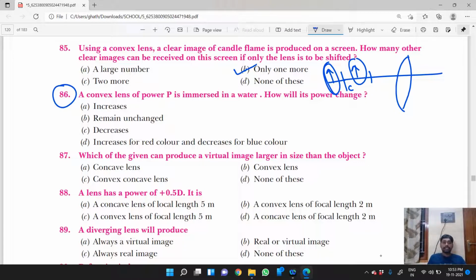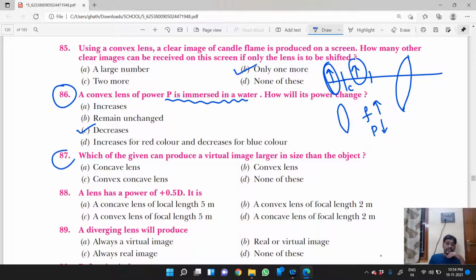Question number 86. A convex lens of power P is immersed in water. How will its power change? Whenever the lens is placed in water, its focal length increases. Focal length increases, power decreases. So when it's immersed in water, power decreases.